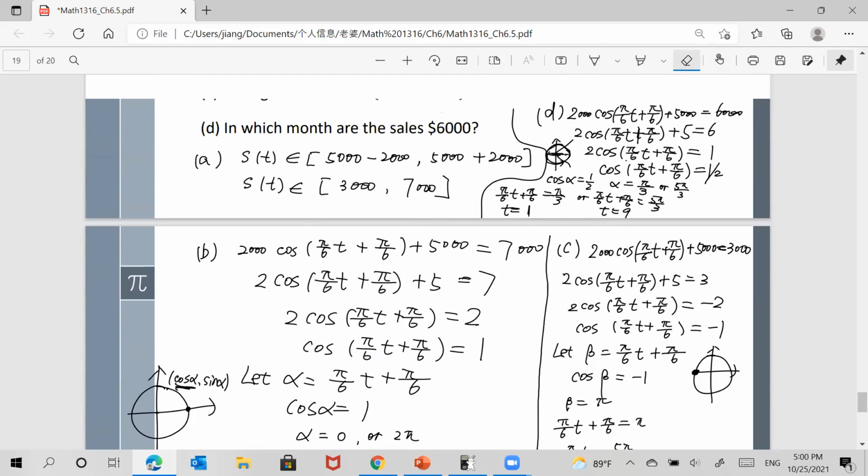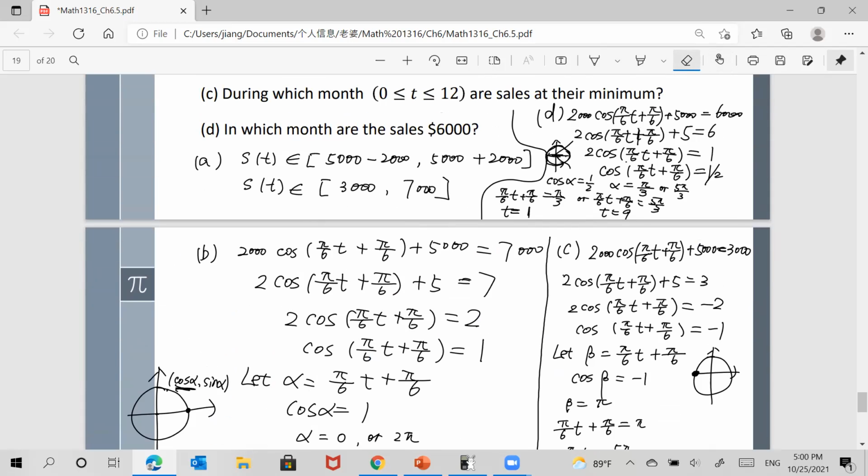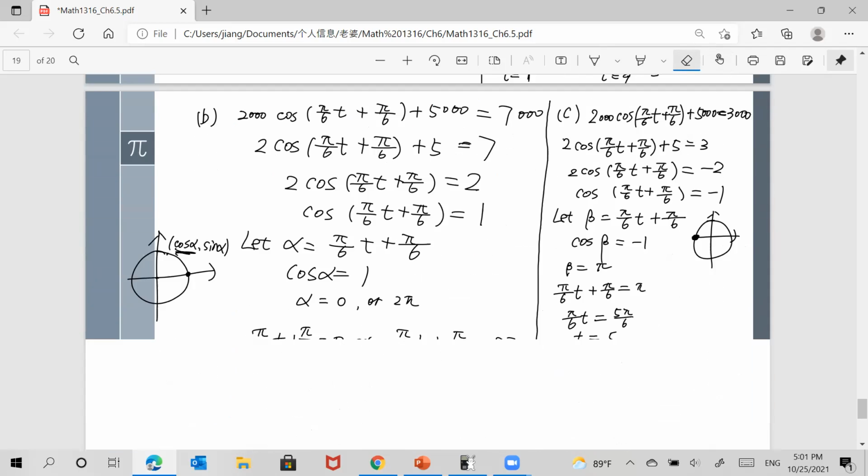I still want to check if 9 is good. So if I plug in 9 in the expression, it's 9 pi over 6. 9 pi plus 1 is 10 pi. 10 pi over 6 is 5 pi over 3. Oh, perfect. So that should be January and September.